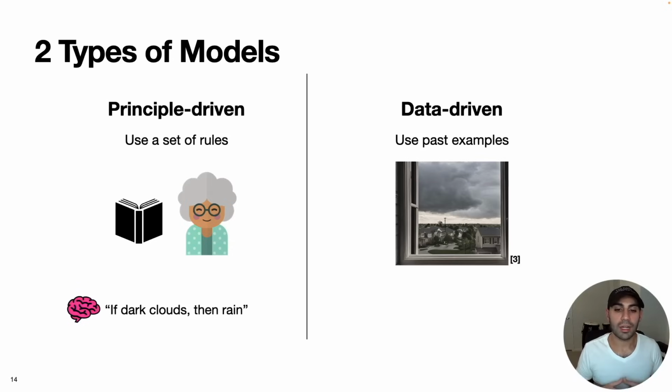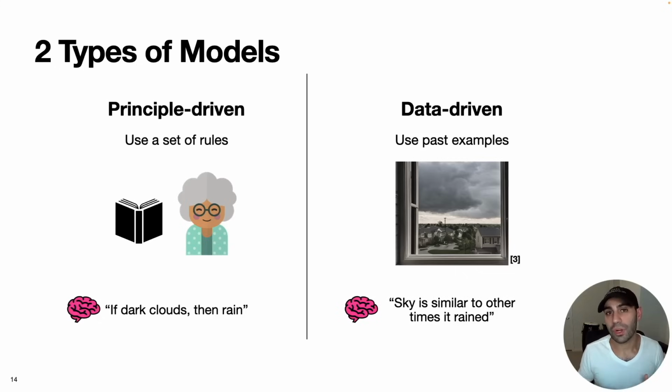A principle-driven model would say that if we see dark clouds in the sky, then it's probably going to rain later. While a data-driven model would say the sky is similar to other times when it rained. Each of these models comes to the same conclusion that it's going to rain, but they are built on top of a different foundation.